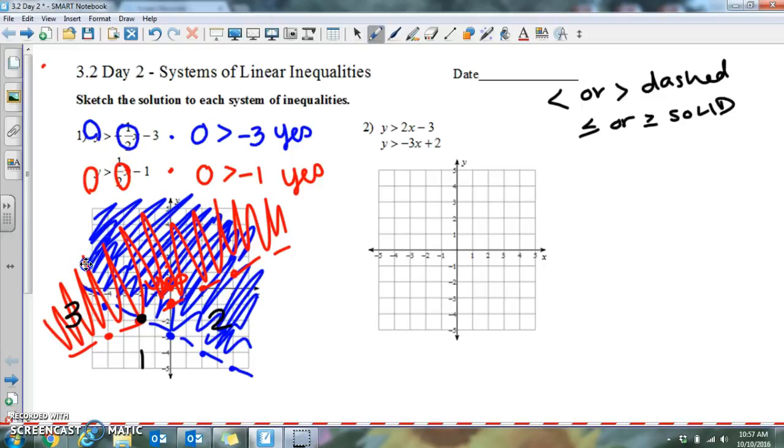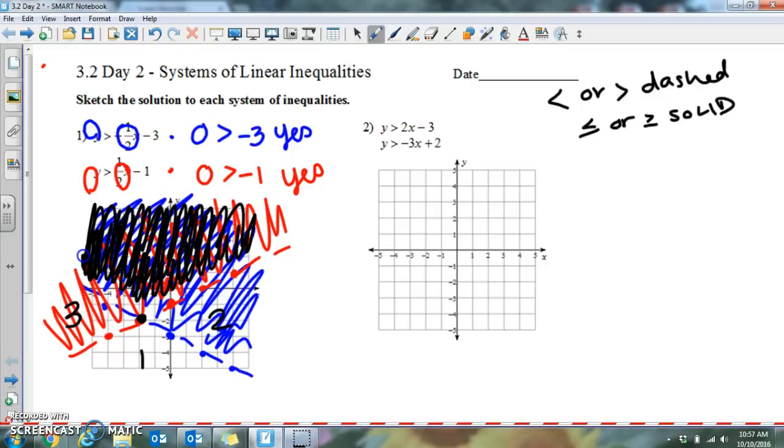So you're going to take whatever color you want, or you can take a third color if you really want, and you are going to shade this in darker. And this is your actual answer. It's where the red and the blue overlap. So this is your answer. It's from this red line and this blue line up. This is your intersection point. So that's one. Just one problem.